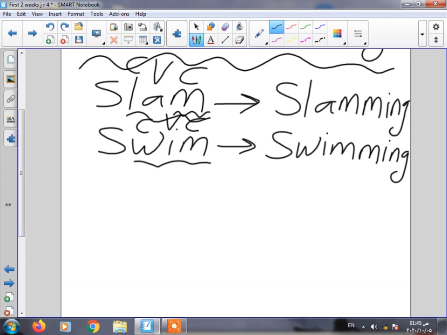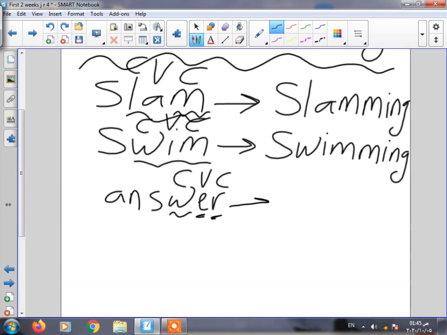Okay, but we have some verbs that don't follow this rule, like the verb answer. If you look here, you will find W is a consonant, E a vowel, R a consonant. But when I add ing to the verb answer, I don't double the last letter. It doesn't follow the rule. It will be answering.